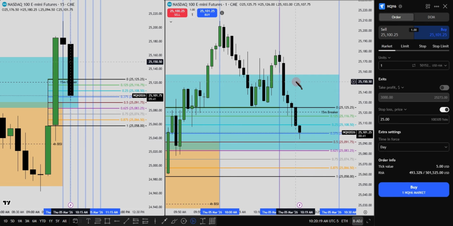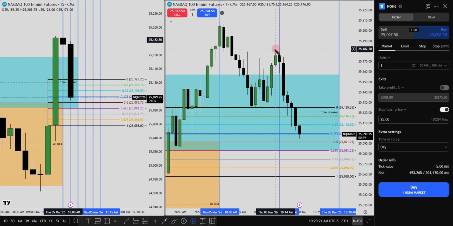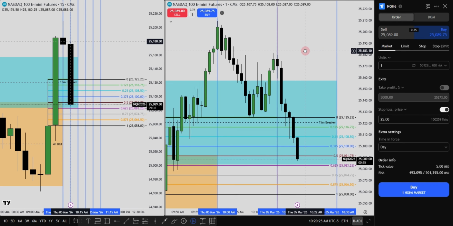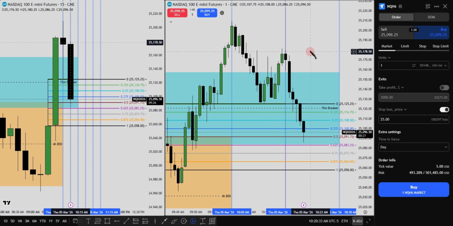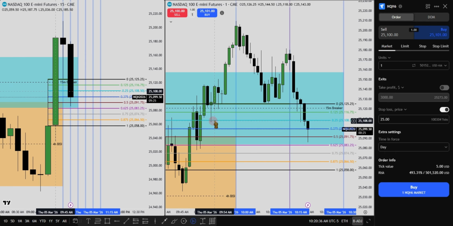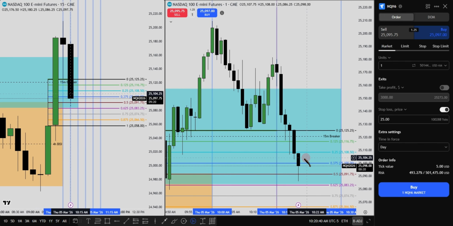Because anyone shorting this, the closest swing high right now is up here at 182. We're now at that 50% mark of this graded wick, nearing the bottom of this 15-minute breaker. We've also gone below this swing low here. And 20 seconds left on this candle.